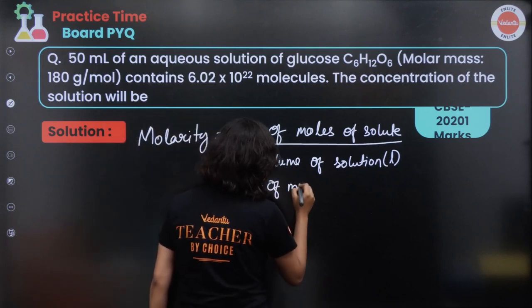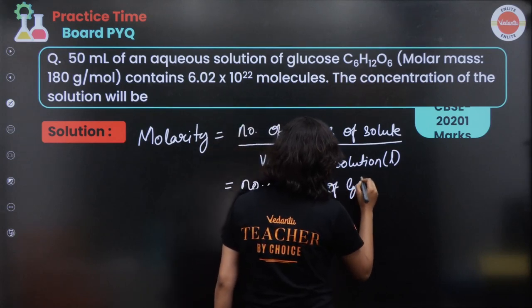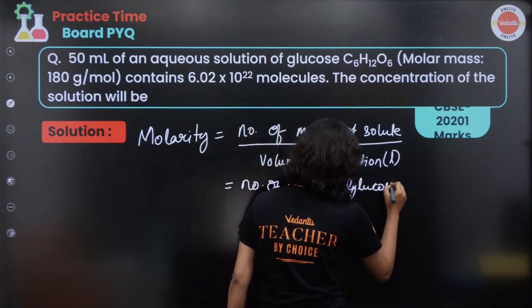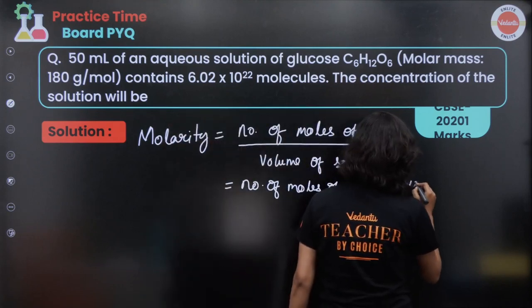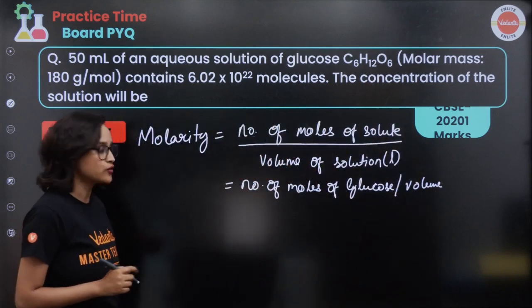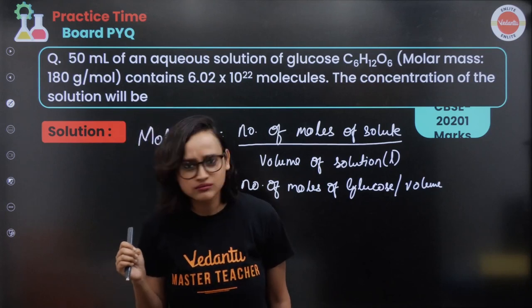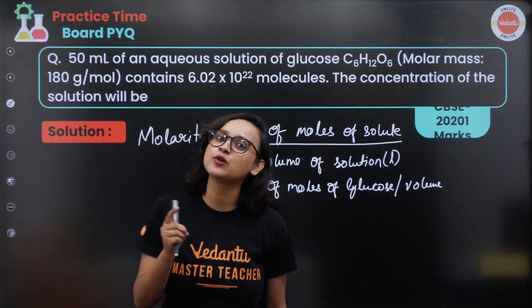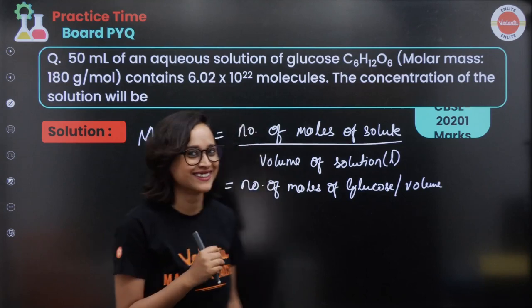Number of moles of glucose divided by volume. I'm writing it down here. Now, what am I going to do? Now, we know that 1 mole is equal to Avogadro number, which is 6.022 into 10 to the power 23 molecules. Am I right? I am right.